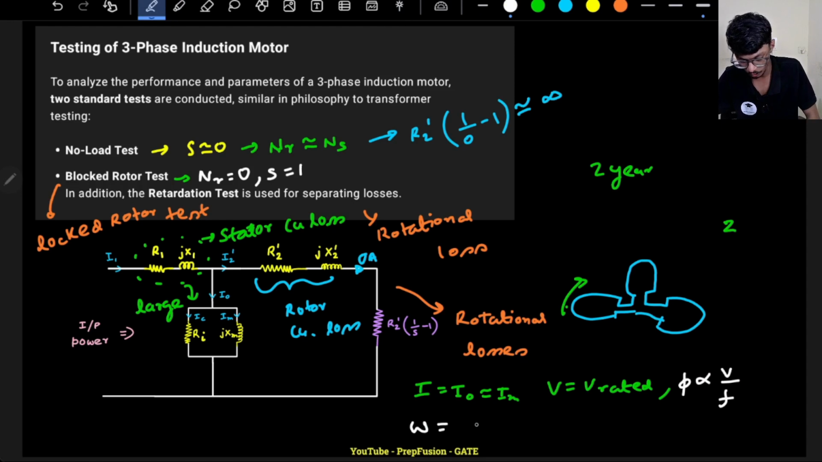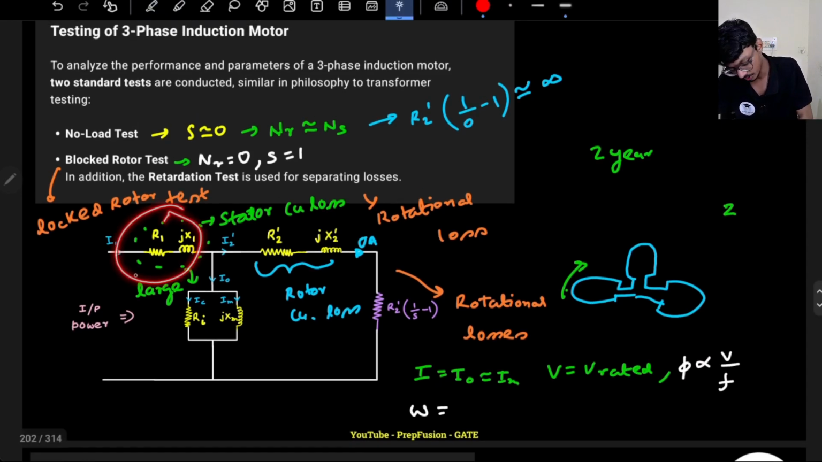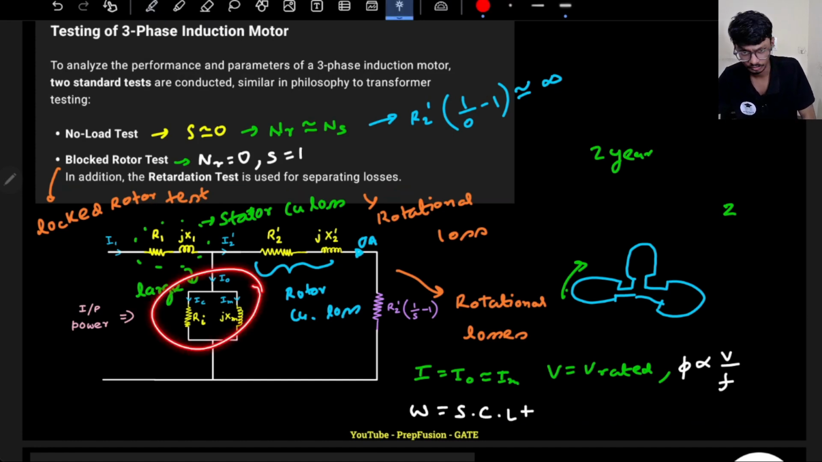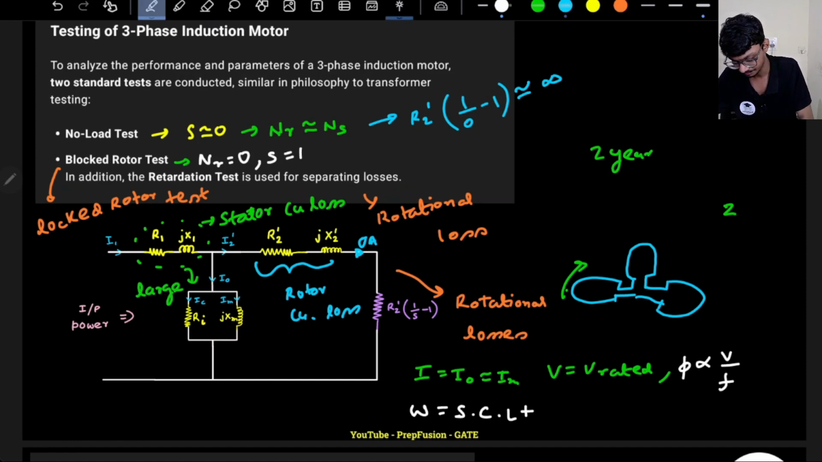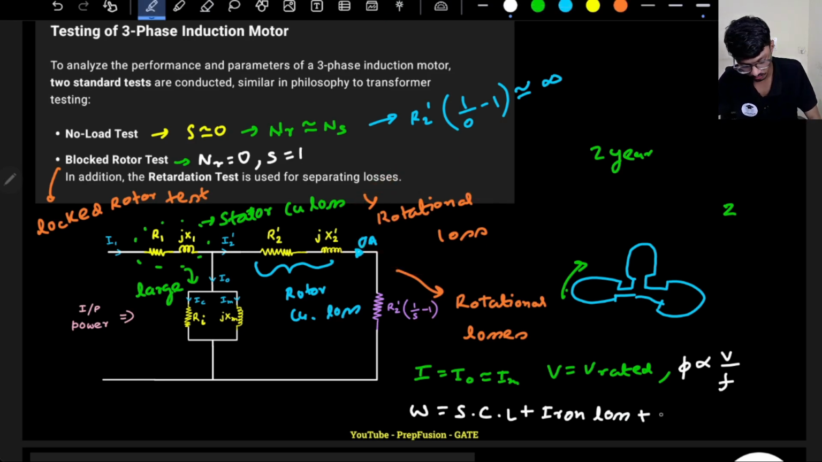In the three-phase circuit, the wattmeter this time will measure the stator copper loss first of all, because the no load current is higher. So stator copper loss, plus of course there will be iron losses here in the core. And remember, if your motor is rotating, there will be rotational losses, as I have told you, right? So there will be rotational losses.